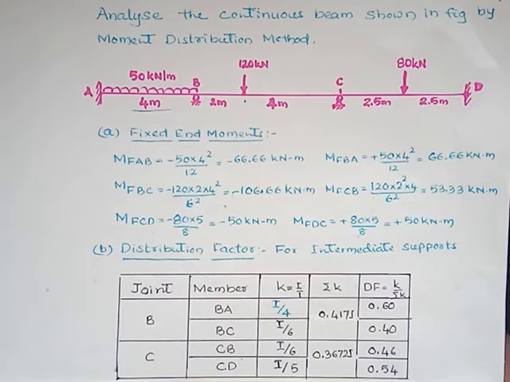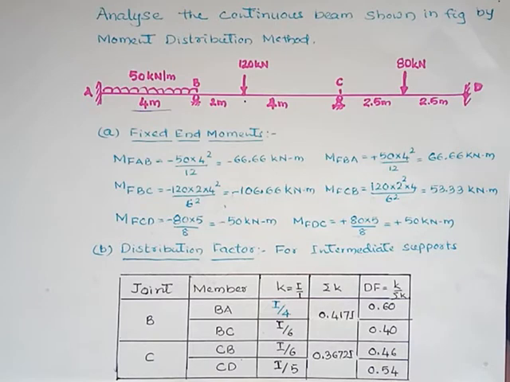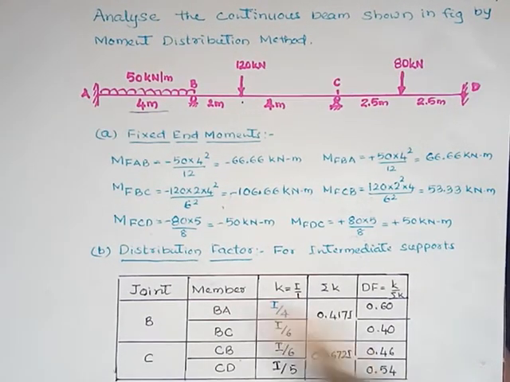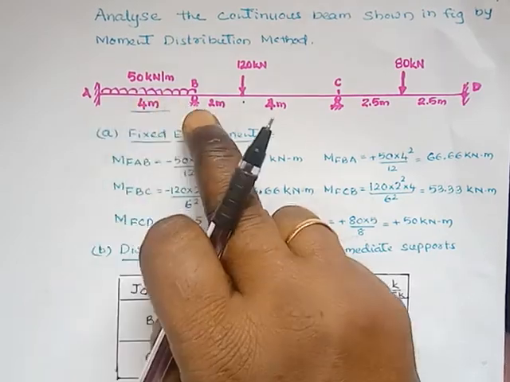Then the distribution factor for CB, KCB divided by summation K, equals 0.46. KCD divided by 0.367 I equals 0.54. After the calculation of the distribution factors, now we have to draw the moment distribution table. Here we start from joint A, B.